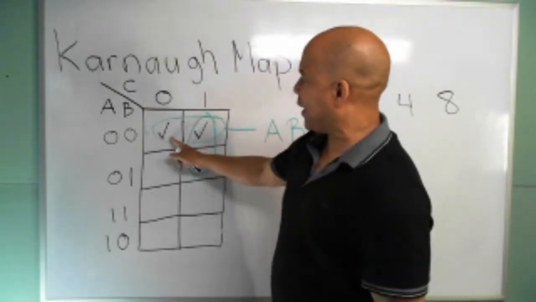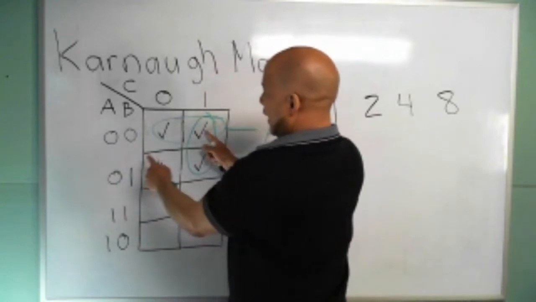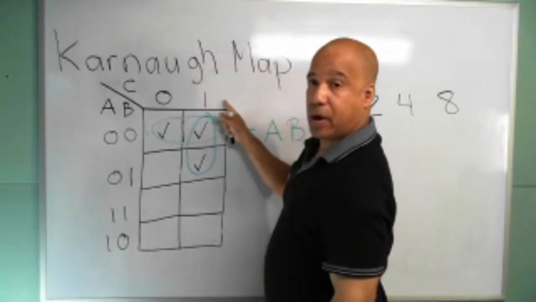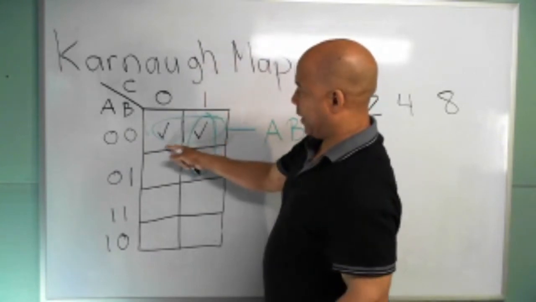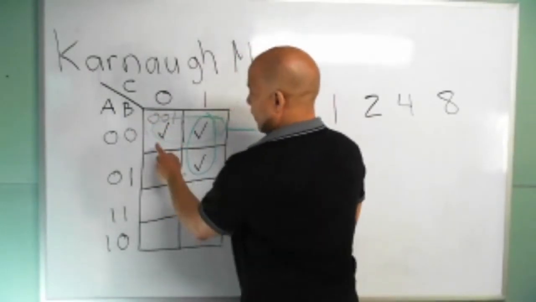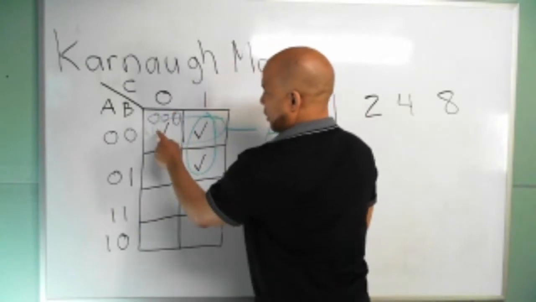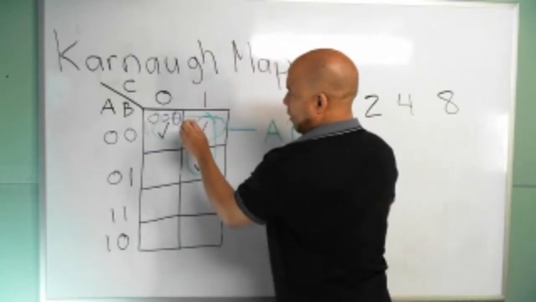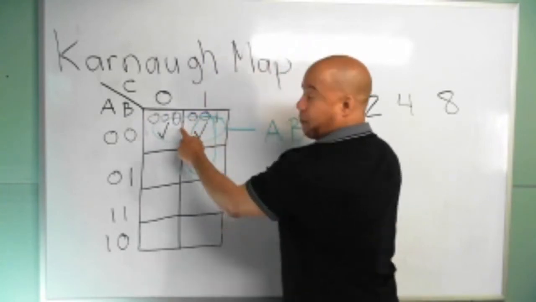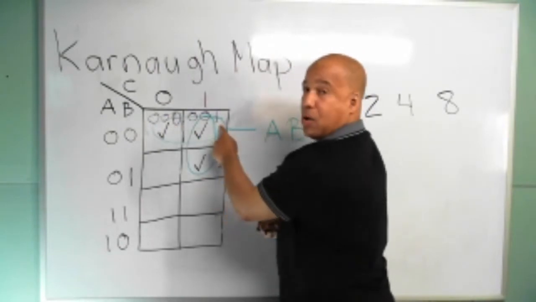If I'm in this cell, A and B have the same value, 0, 0. In this cell, they have the same value, but what changes is C. C changes from a 0 to a 1. Here I have a 0, 0, 0: A is 0, B is 0, C is 0. And here A is 0, B is 0, C is a 1. So I'm looking for the 1. Only one bit will change. I'm looking for the bit that changes from a 0 to a 1, or vice versa.